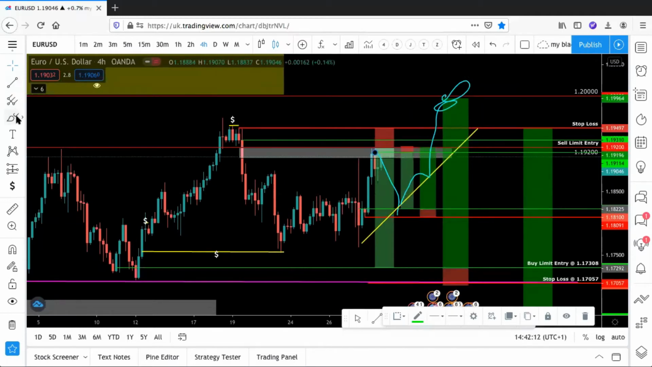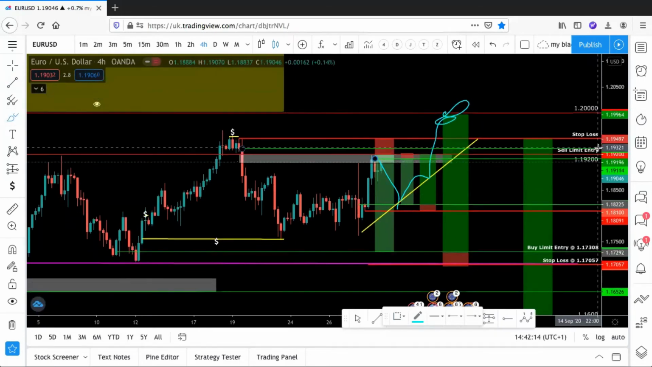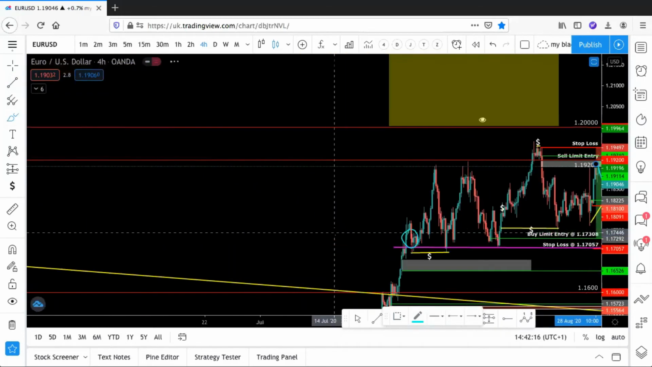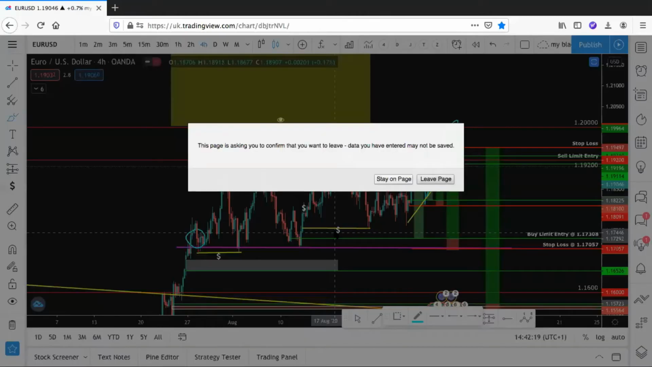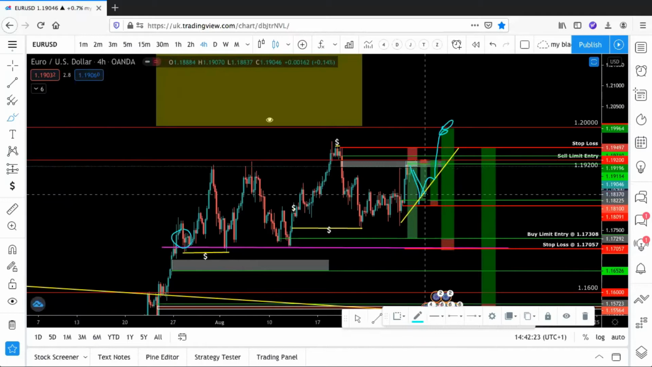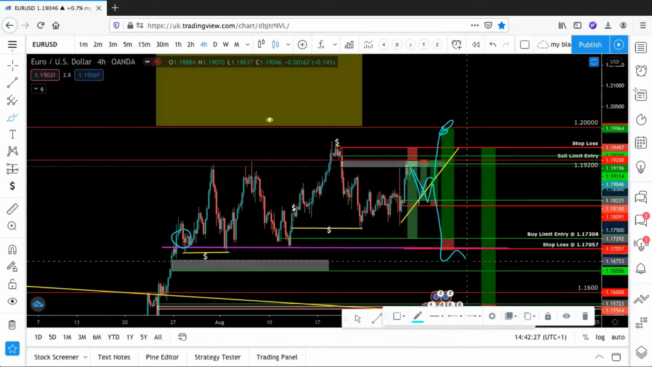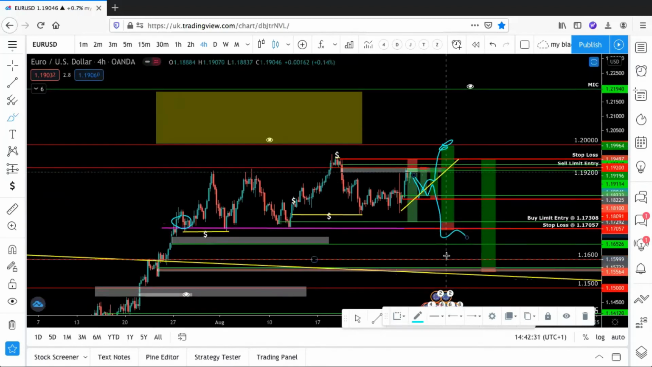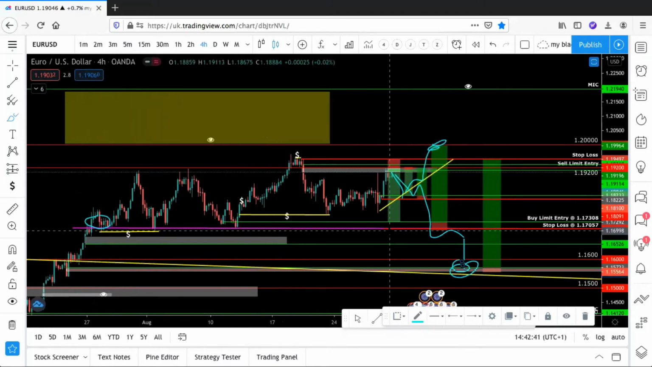The other scenario is, suppose the price breaks this area, this level, then we could see some potential move towards the downside to this level, right? So let's see what the market is going to give us. Let's wait.